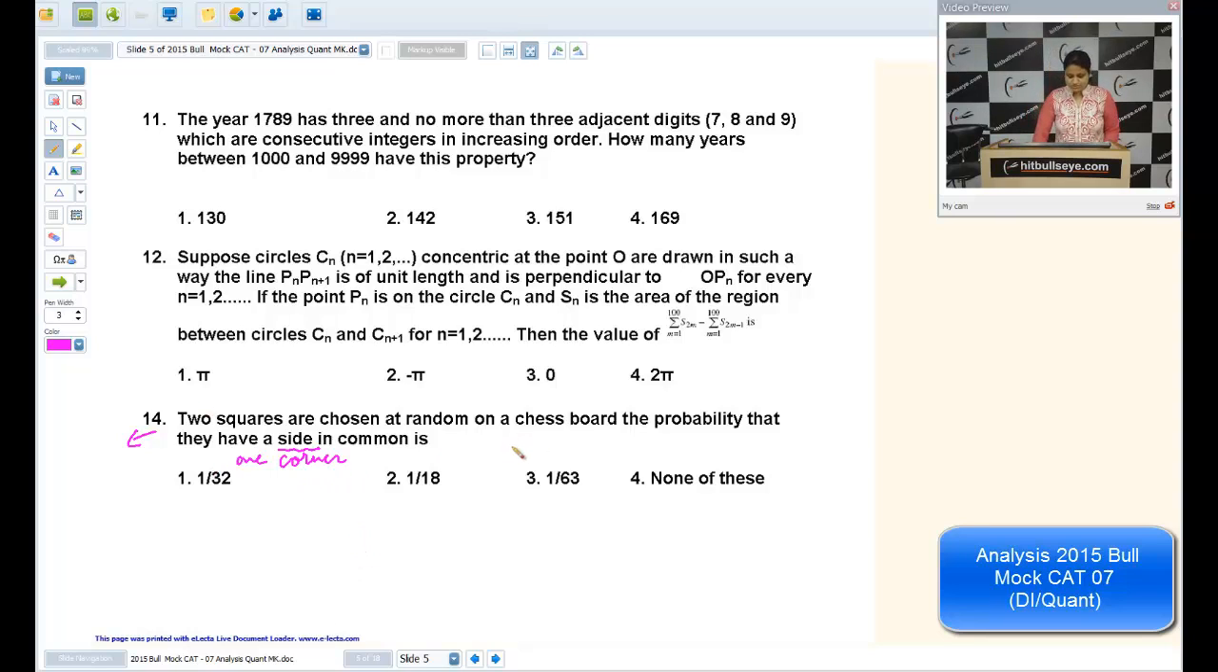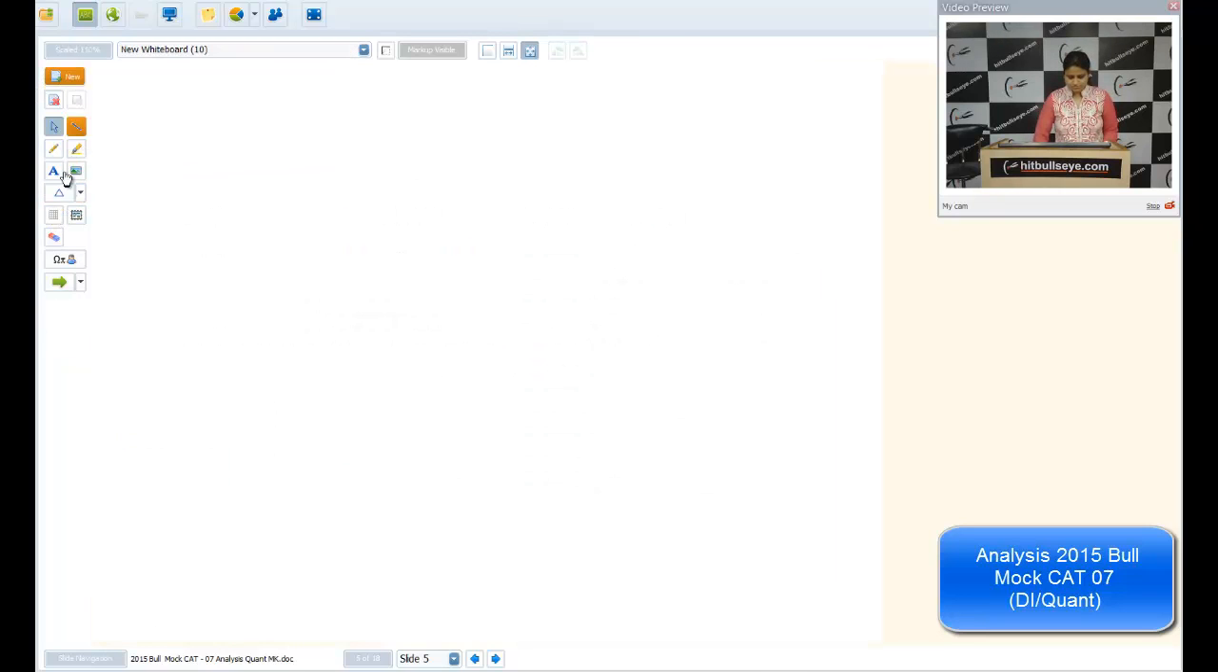Okay, 14. 2 squares are chosen at random on a chessboard. The probability that they have a side in common. I'm taking the original question. A chessboard dimension is 8 by 8. That is a regular chessboard. I'm taking a smaller version of this. Now, it says we are choosing squares in such a way that they have exactly one side in common.